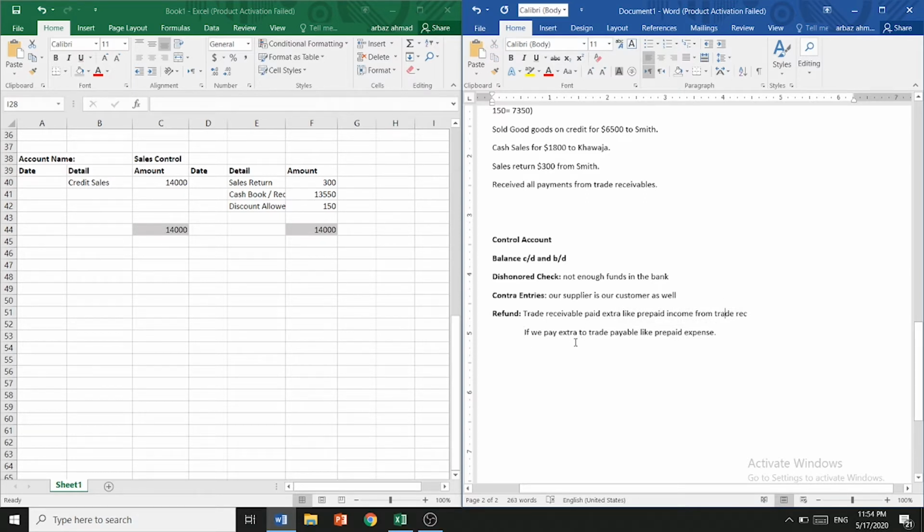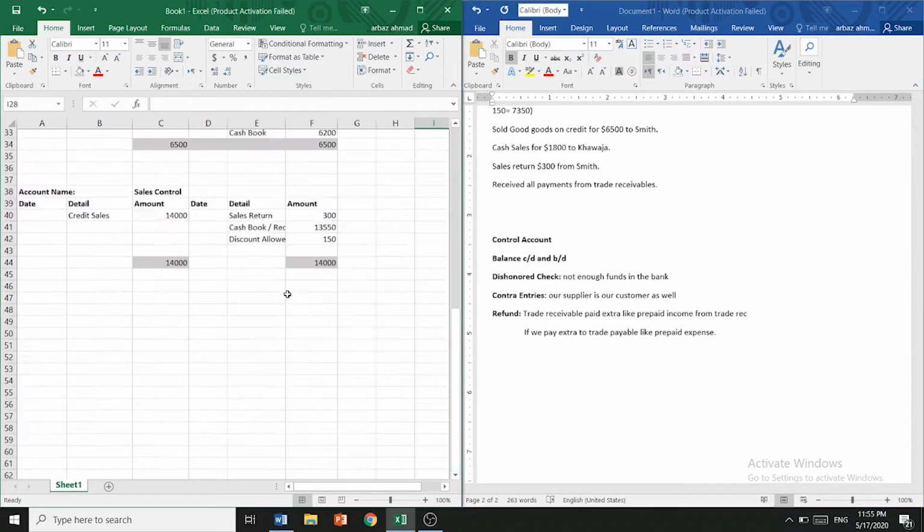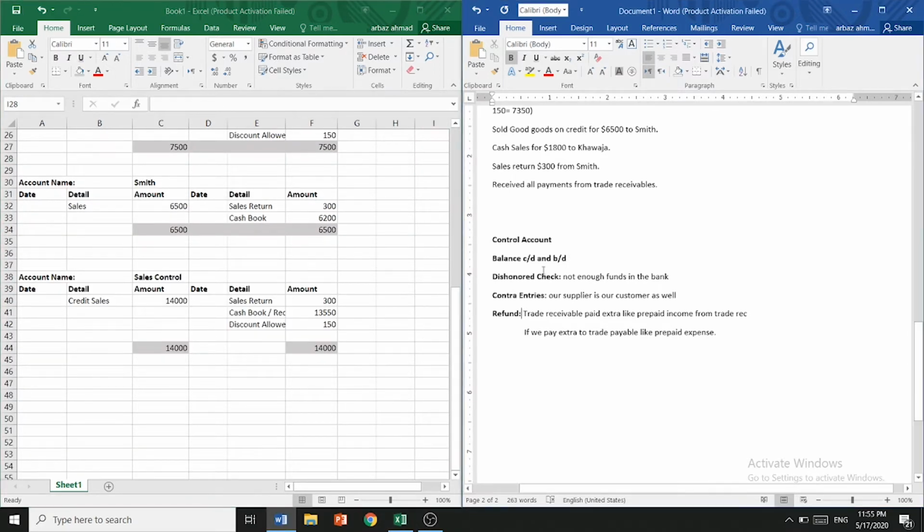If a customer pays extra, it can also happen the other way around. It's not necessary that the trade receivable is paying us extra. We can also pay extra to the trade payable for future goods, or we may have accidentally made an extra payment. That is called a refund. So in this, let's have an example of balance carried down and brought down first.